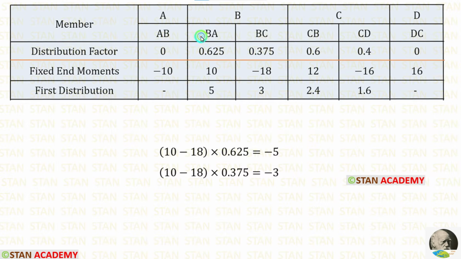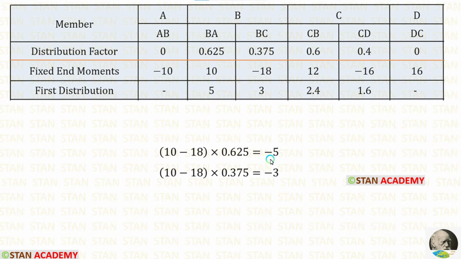First, let us do the distribution for BA. For that, we have to add these two values and then multiply with the distribution factor at BA. When we do that, we are getting a negative value. When we make the distribution, if we get negative value, we have to enter inside the table as positive, and if we get a positive value, we have to enter inside the table as negative.